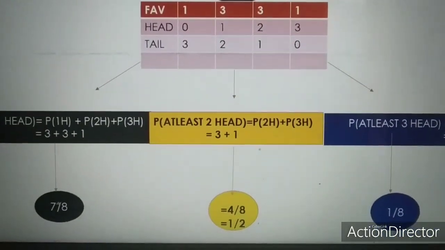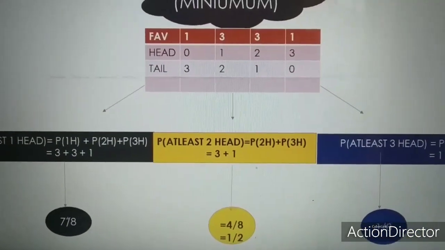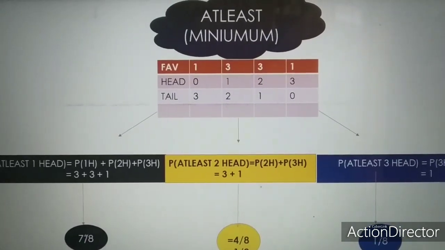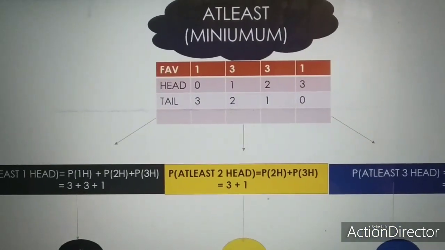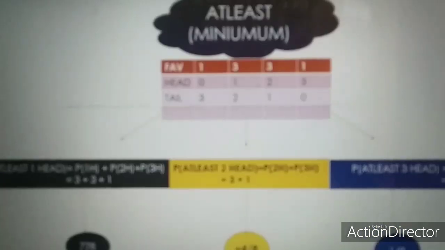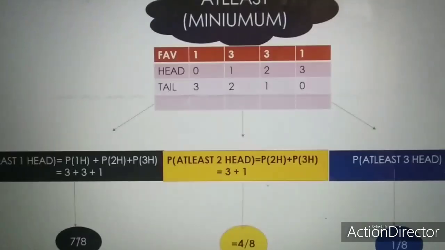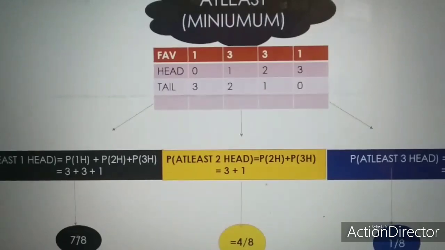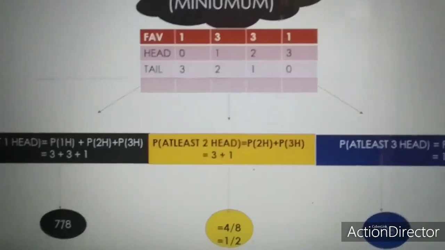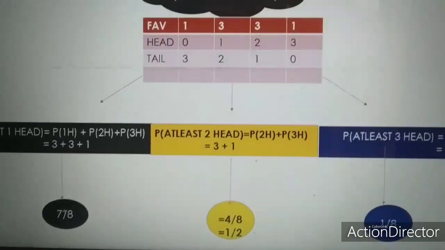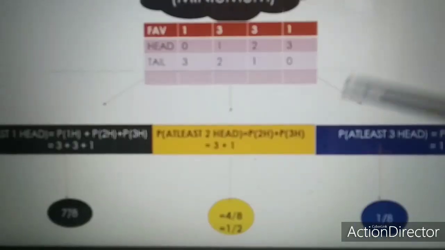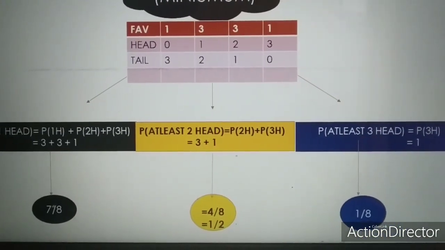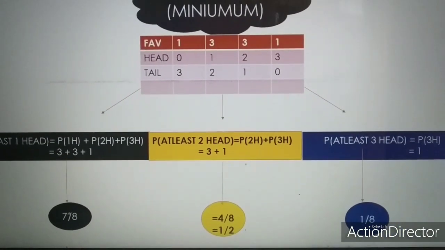So this table will be more useful for you because generally you make mistakes in this question. First you should understand the meaning of at least. At least means minimum. Minimum 2 heads means I can have more than 2 also, up to the maximum. So you should do this carefully, and using this table it will be very useful for you to attend this question, especially the MCQ questions.